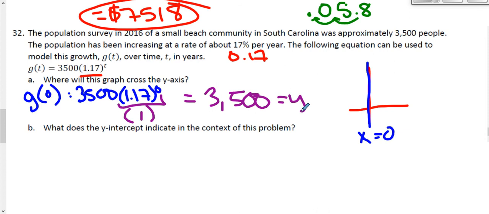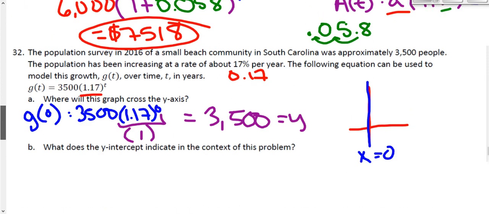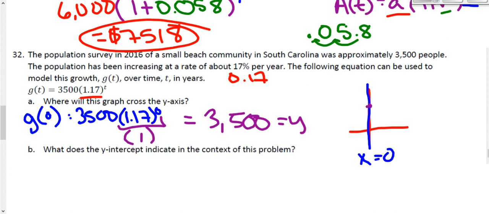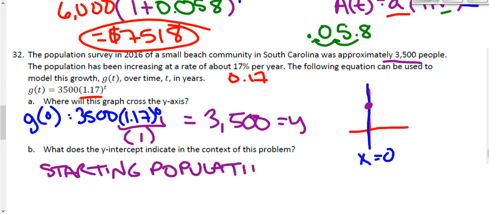So this is also asking us, what does the y-intercept indicate in the context? So the y-intercept talks about where we touch the y-axis. It talks about our starting value, remember? So it says, a population survey says that we have 3,500 people. So this is talking about the starting population at the beginning of this survey. The y-intercept always tells you about the starting value of something. So if we're talking about population, then this is the starting population.